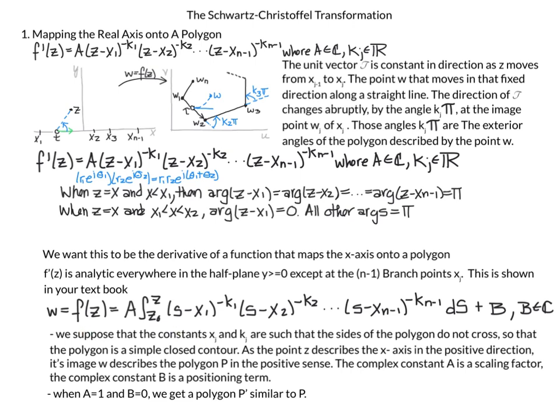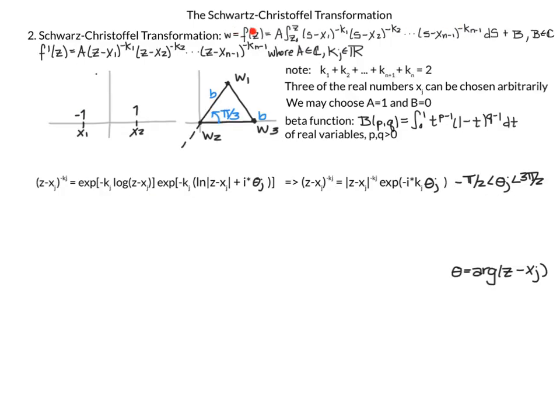So we suppose the constants x sub j and k sub j are such that the sides of the polygon do not cross, so that the polygon is a simple closed contour. As the point z describes the x-axis in the positive direction, its image w describes the polygon in the positive sense, so counterclockwise. The complex constant A is a scaling factor, the complex constant B is a positioning term, which means we can choose A equal to 1 and B equal to 0, and we will get a polygon P prime, which is similar to P. Here's our Schwarz-Christoffel transformation.